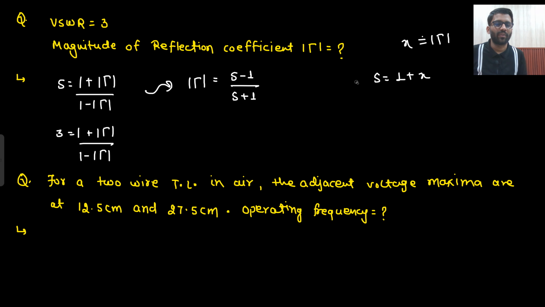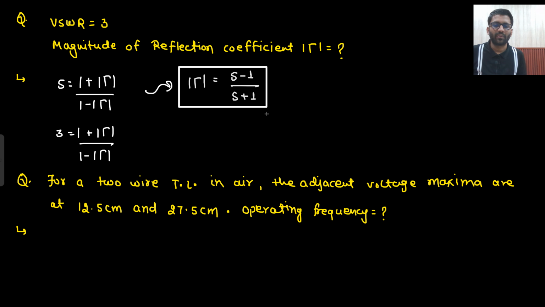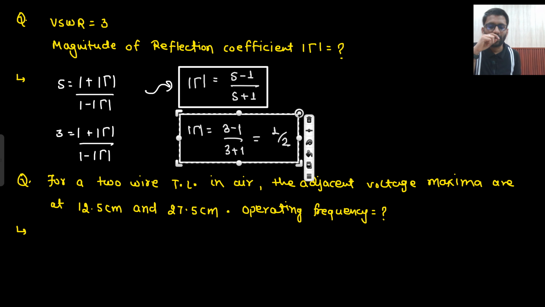So this also you will remember. Okay, so in that manner you can calculate. So mode of gamma directly I can calculate as 3 minus 1 upon 3 plus 1. Okay, so 2 by 4, 1 by 2. So this was just to tell you that there is another formula. What is that formula? S minus 1 upon S plus 1 for mode of gamma.